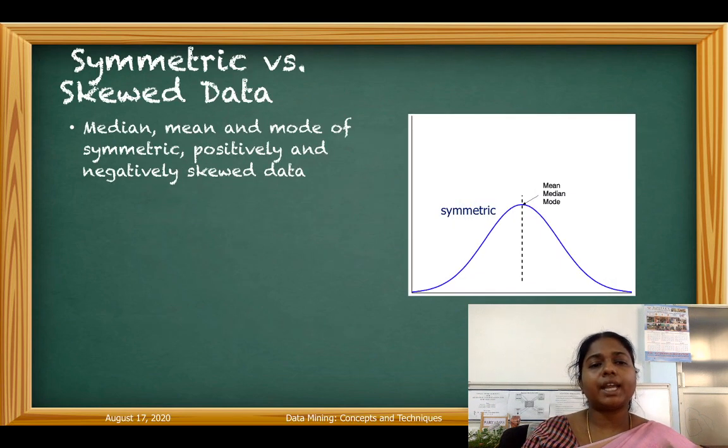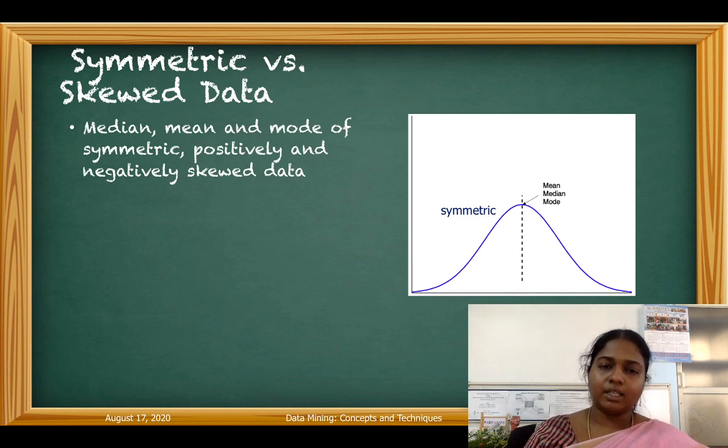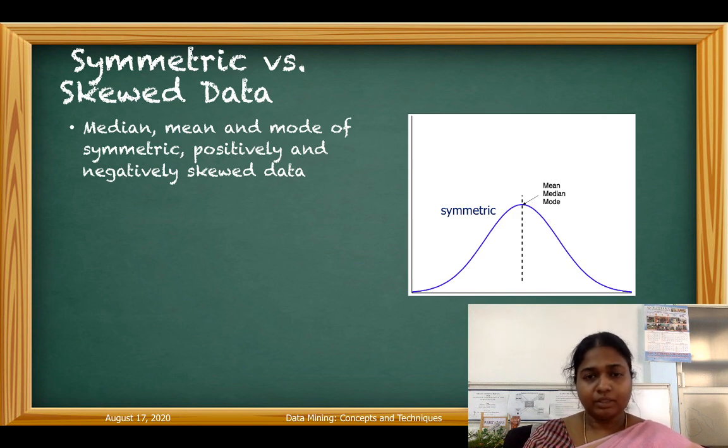With this I can identify whether the data is symmetric or skewed. If the mean, median, and mode of the data are at the same point, then the data is symmetric. I'll give you an example. Take the average value of marks or attendance in your class. If you look at the average attendance value, say it is 70 percent, that is the mean value.